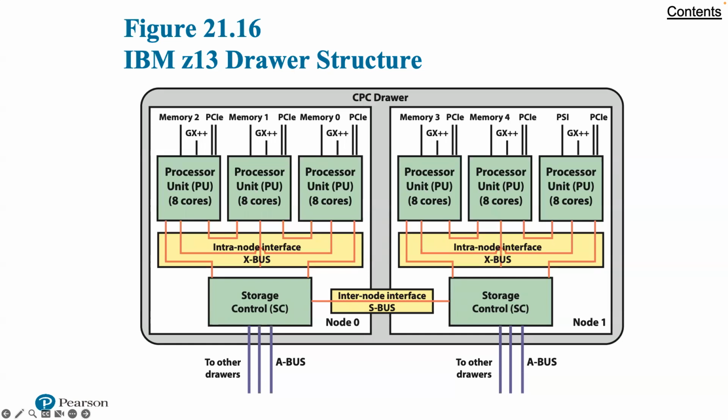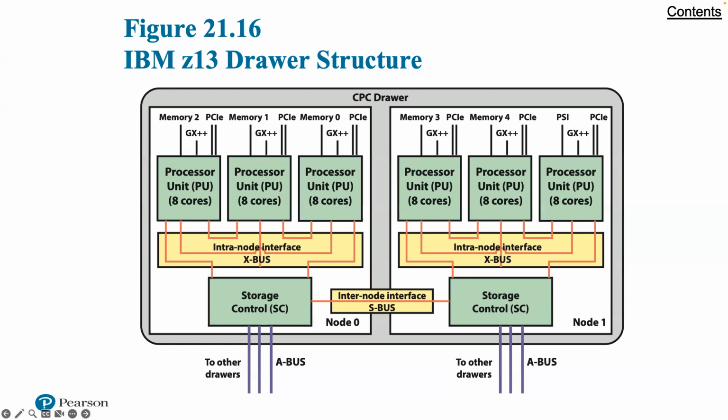The principal building block of the z13 is the processor node. 2 nodes are connected together with an internode S-bus and housed in a drawer that fits into a slot of the mainframe cabinet. A bus interface connects these 2 nodes with the nodes in another drawer. A z13 configuration can have up to 4 drawers. The key components of a node are shown in figure 21.16.